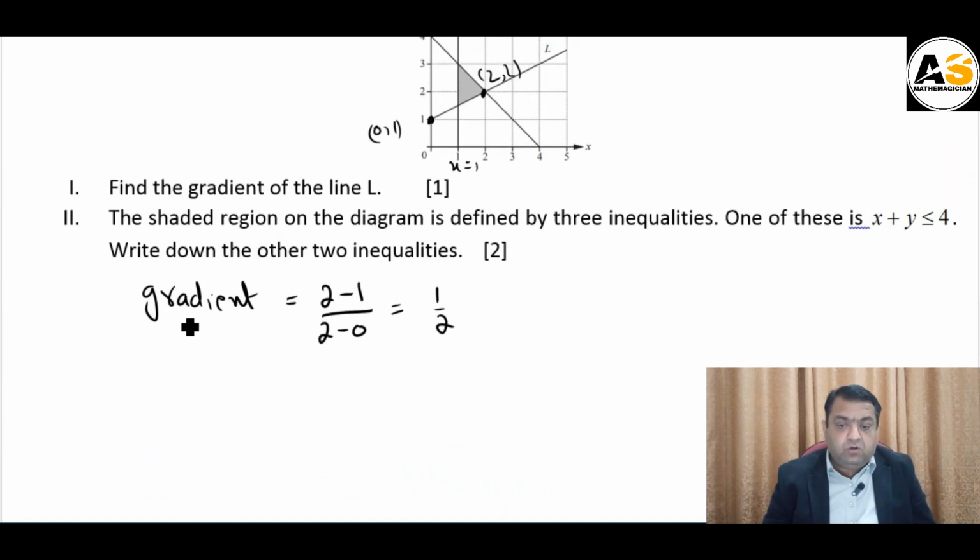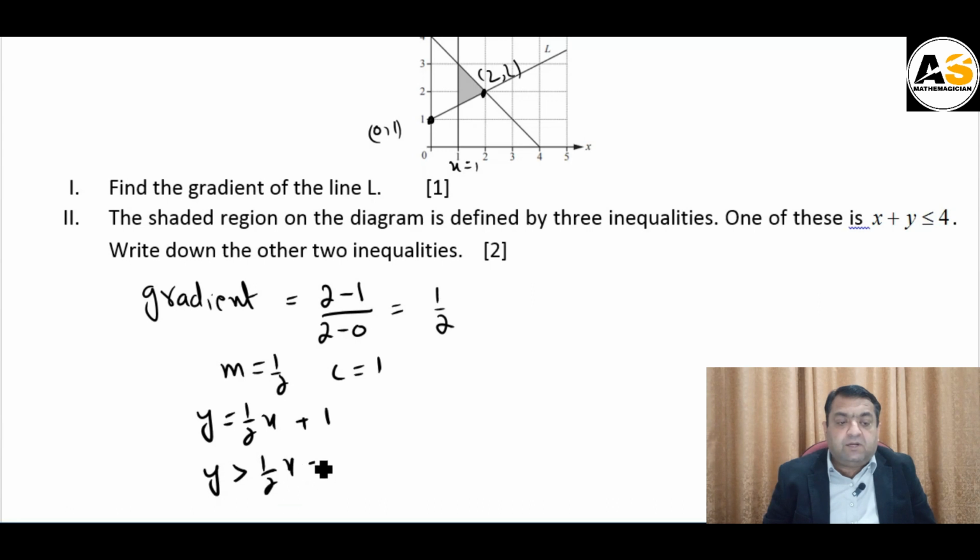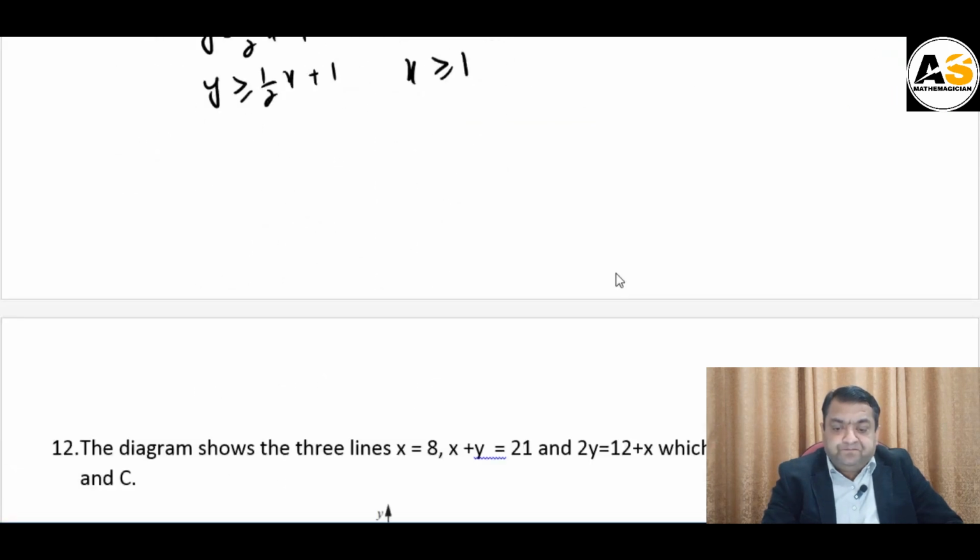Gradient is 1 by 2, and from the graph it is very obvious that its y-intercept is 1. So gradient m is equal to 1 by 2 and y-intercept c is equal to 1. Its equation will be y = 1 by 2x plus c. And the region is above this line, so y is greater than or equal to 1 by 2x plus c. Equal to sign will be included. And the second one is x is greater than or equal to 1. We just needed to write down these two inequalities.